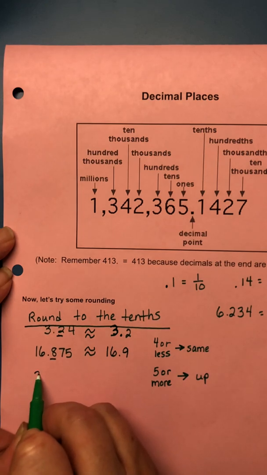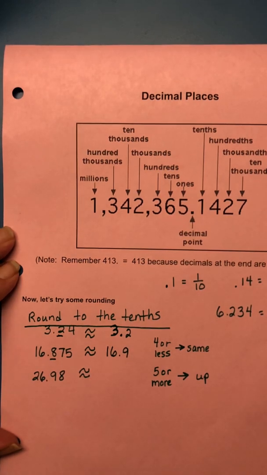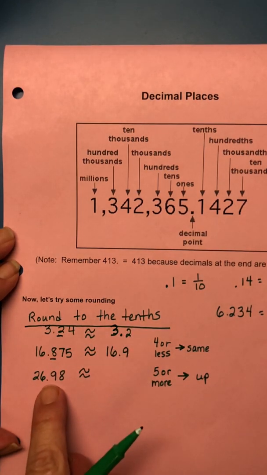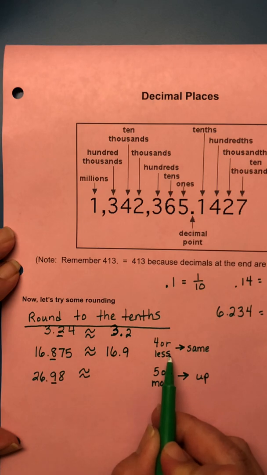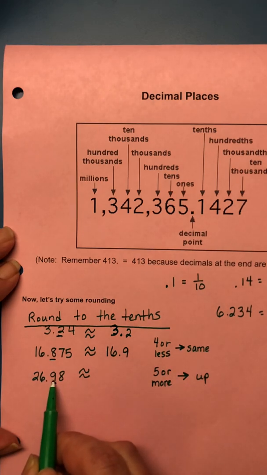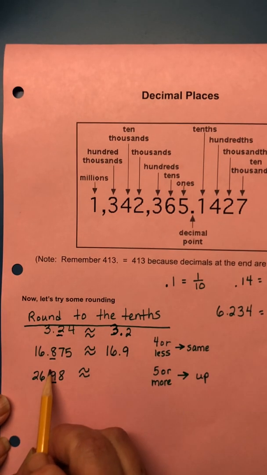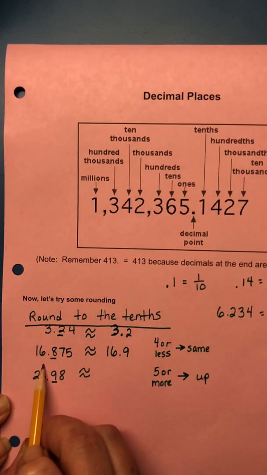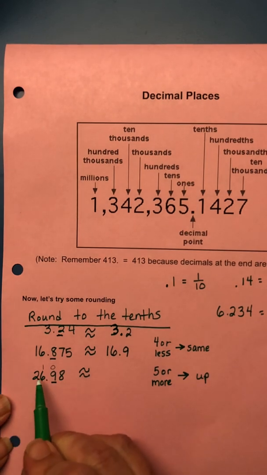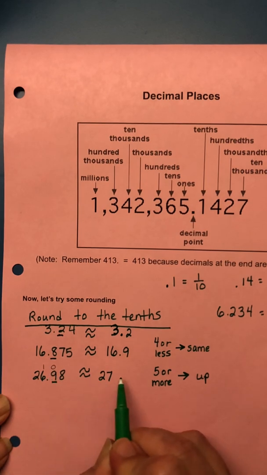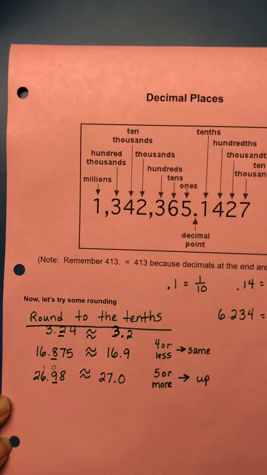Let's do a harder one. 26.98 is approximately equal to, rounding to the tenths. The tenths is here. This 8, I look and I say 4 or less. Nope, 5 or more goes up. Oh, but look. When this 9 goes up to a 10, I can't put a 10 in that spot. So I'm going to have to put the 10 like this. Okay, it's going to have to take up 2 spots. So this 26 and the 1, that's 27, and now I've got 0.0. Okay, that tenths is nothing. That 1 actually went over here.